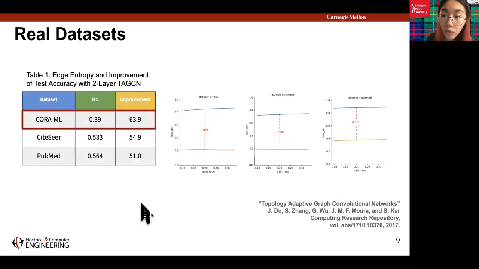One thing worth noting here is Cora ML has the lowest first order edge entropy, and correspondingly, it has the highest improvement. This meets our expectation because having the lowest edge entropy means it's relatively easy, so we would expect a high improvement. On the other hand, PubMed has the highest edge entropy and correspondingly the lowest improvement. This again meets our expectation because a high edge entropy means a more difficult node classification problem.